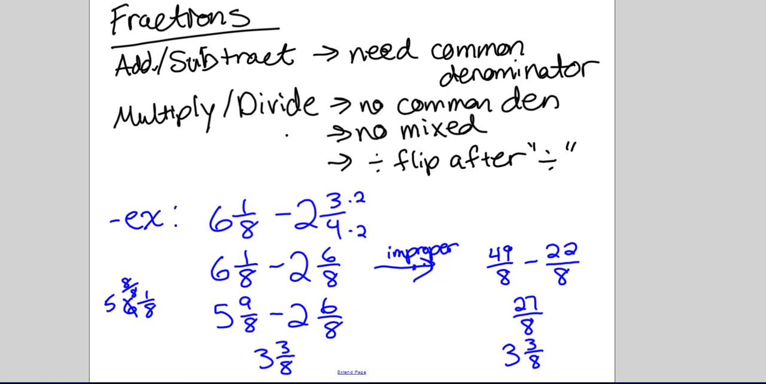Multiply and divide. Let's do a multiply and divide problem. This one I'm also going to start off with mixed fractions. So let's do 5 1/2 divided by 4. So if you remember, I said we cannot use mixed fractions to do calculations with multiply and divide. So I have to change this to improper.